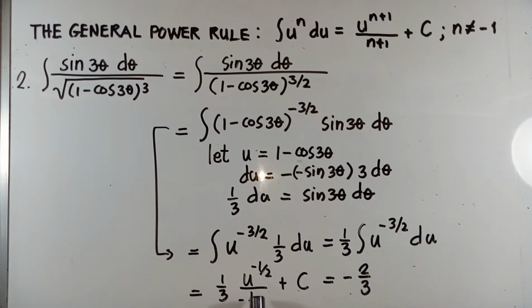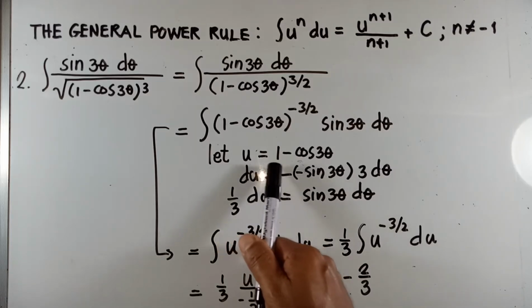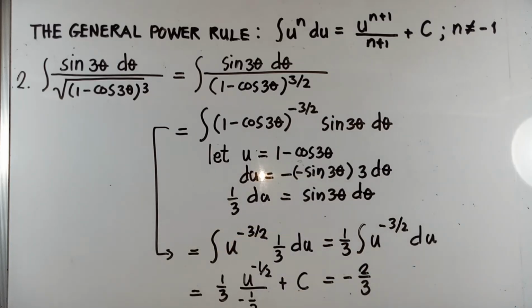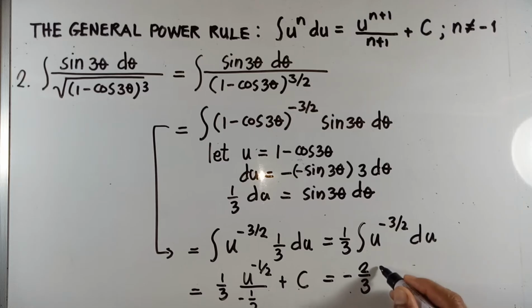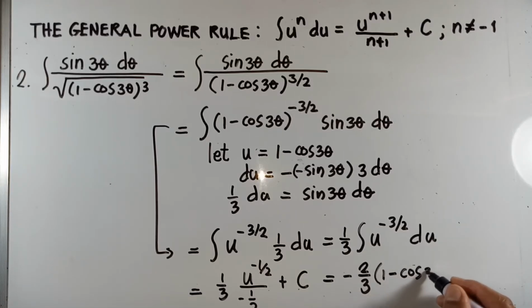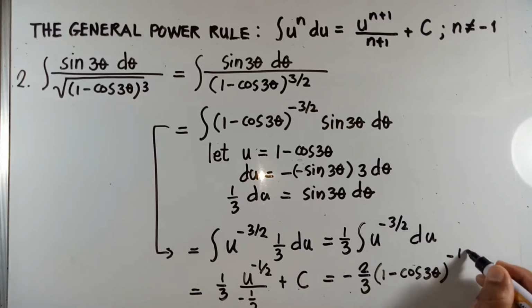And then after that, we substitute back the value of u. But u is equal to 1 − cos 3θ. So negative 2/3 times (1 − cos 3θ)^(−1/2). And then plus c. And this is now our answer.